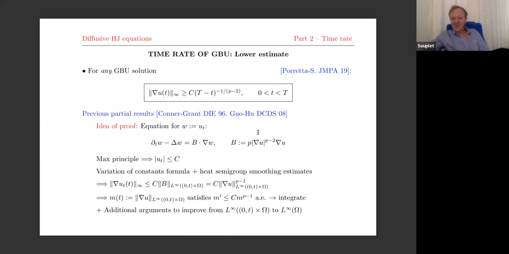Yes, please. Do you think that if omega is the whole space, you would have a self-similar solution? That's a very good question. But the answer is no, because in the whole space it has been proved for a long time that there is no gradient blow-up at all. But there are forward global self-similar solutions, and those are self-similar. Those global self-similar solutions exist. The blow-up self-similar solutions don't exist.